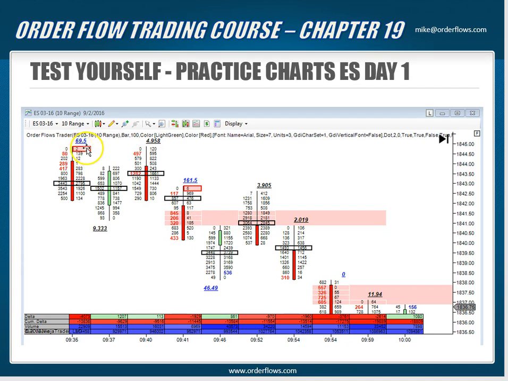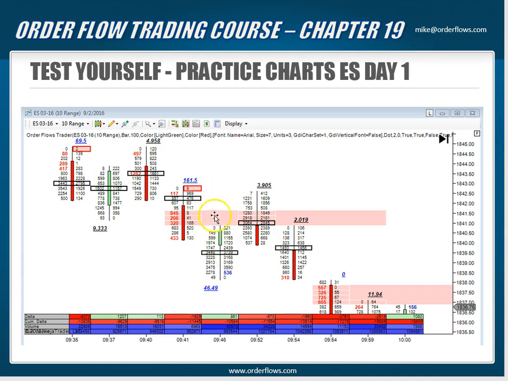Earlier we had the single print here. Market rallied right back up to it and came off. Now we have a single print with a selling imbalance, and you have the point of control up here near the high. It's safe to say that if we're going to pull back, look for a pullback at least to this point of control and, to a lesser extent, to the single print.